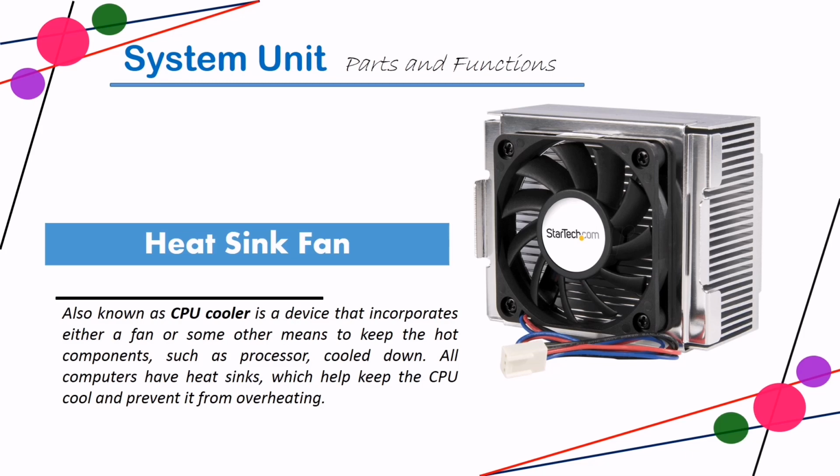Heatsink fan, also known as CPU cooler, is a device that incorporates either a fan or some other means to keep the hot components such as the processor cooled down. All computers have heat sinks, which help keep the CPU cool and prevent it from overheating.